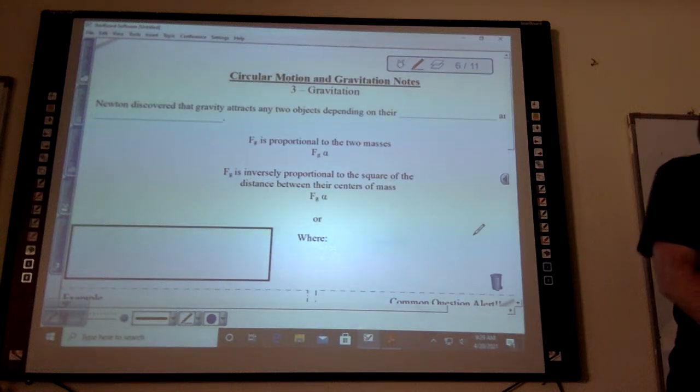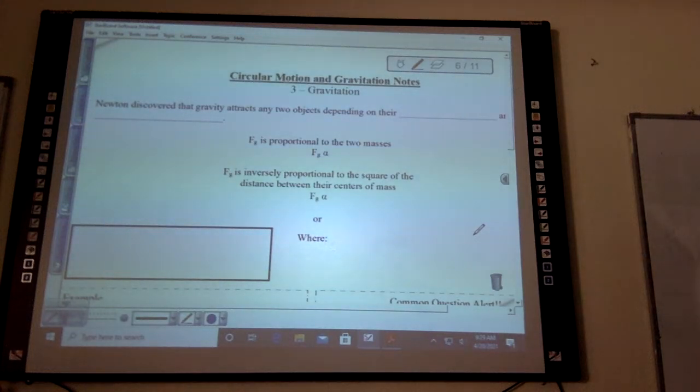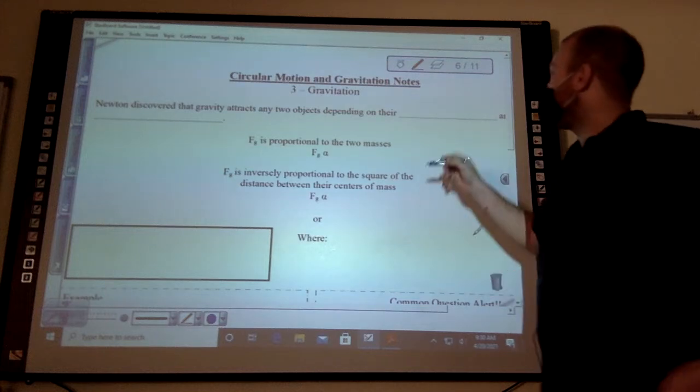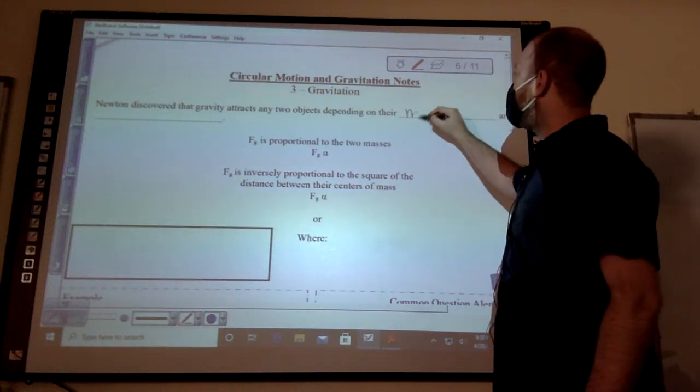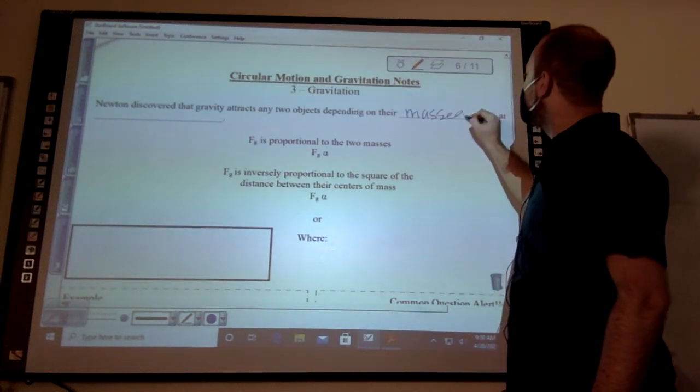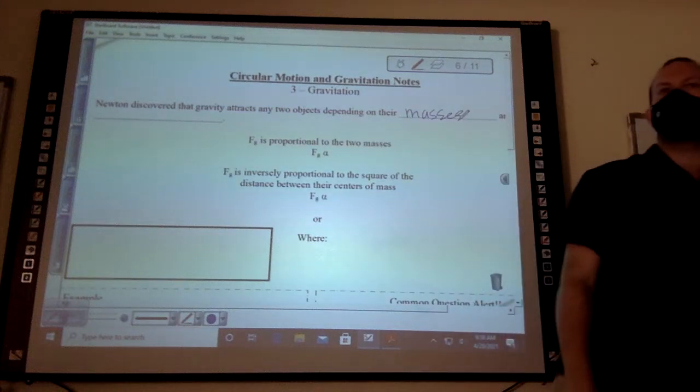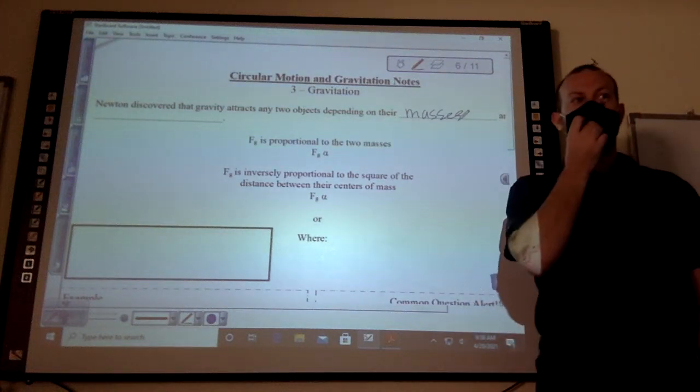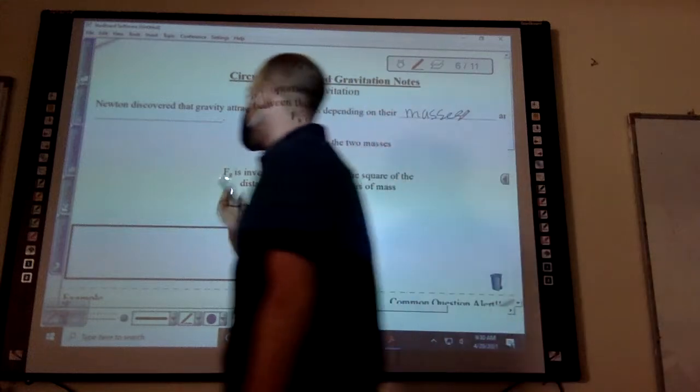So Newton discovered that gravity attracts any two objects depending on two things. So this is going to depend on their masses, and the distance between them. So distance apart.